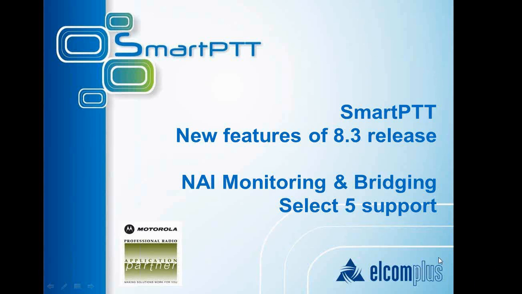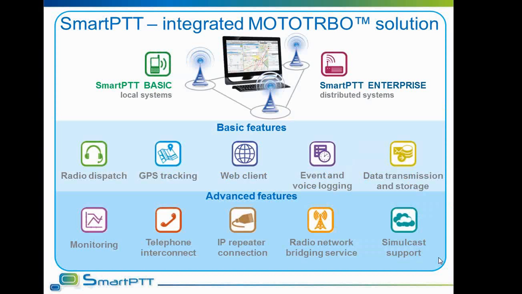Traditionally, I will tell you shortly about general features of our software. SmartPTT comes in two variants. SmartPTT Basic is a solution for small local radio networks where a control station is used to dispatch the system. SmartPTT Enterprise allows dispatch and control over complex Motorola MOTOTRBO networks such as IP Site Connect, Capacity Plus, Linked Capacity Plus, and Connect Plus.